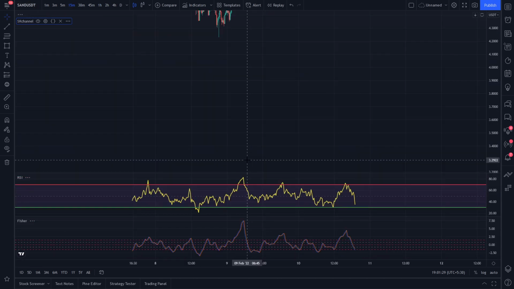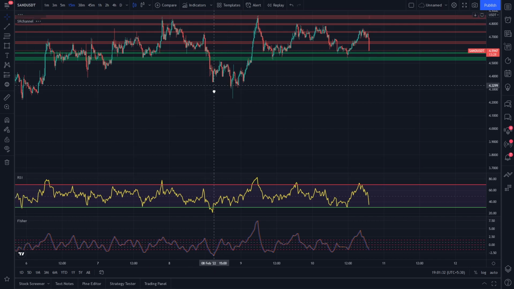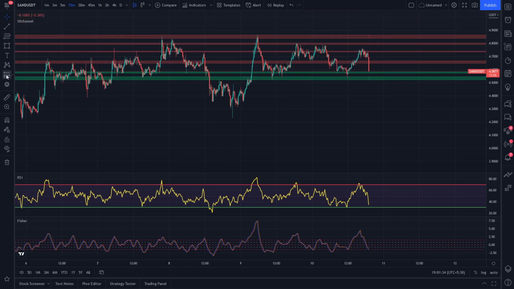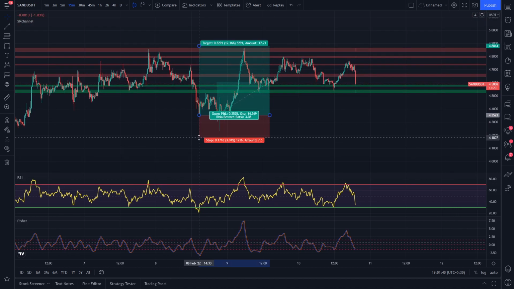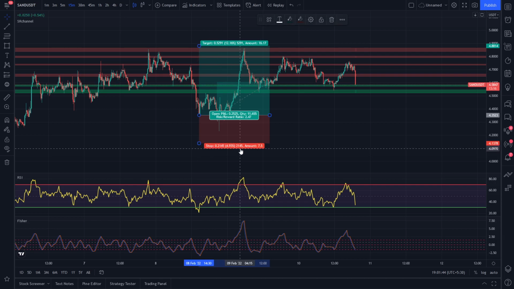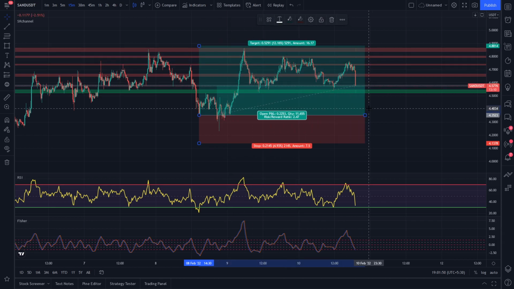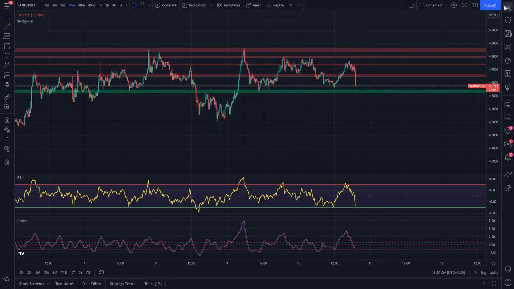Based on that, if you had taken a long at this position, let's see how much you would have gained on a 20x, right? So let's give this 5% on spot, which is minus 100% on leverage 20. So you would have easily made 240% of profits. Easy, right?